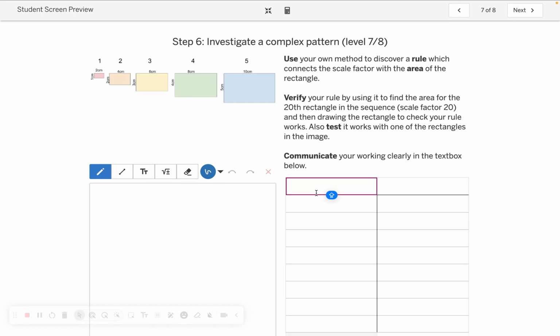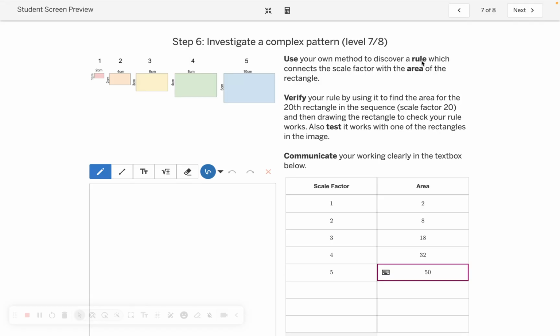Okay, so in this case, we're looking at connecting the scale factor with the area, and we need to find a rule. So we're going to start doing the same thing. We're going to call this the scale factor, and we're going to call this the area. Okay, so I got 1, 2, 3, 4, 5 all given to you. We're going to work out the area of each rectangle, so that's going to give me 2, 8, 18, 32 and 50. Okay, so these are the areas of the 5 rectangles here.